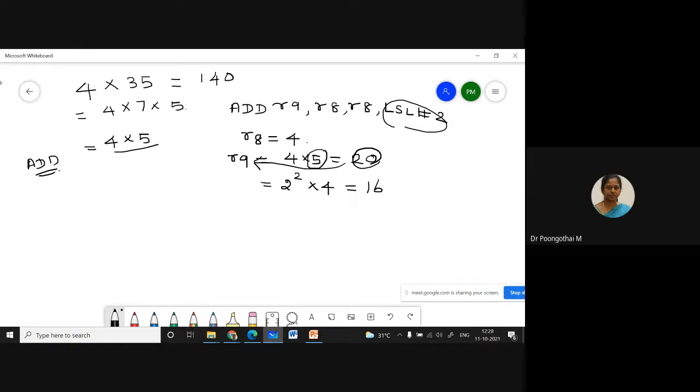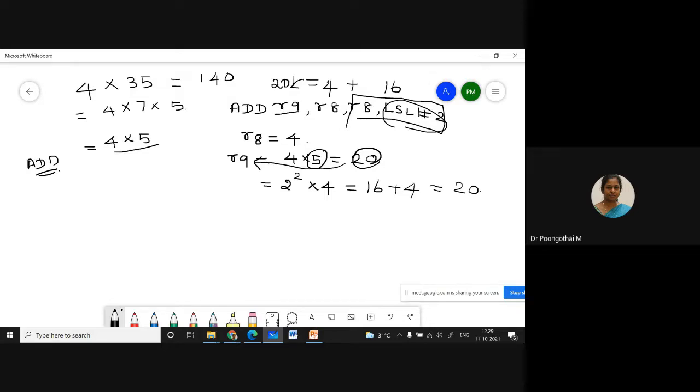This will perform 2 power n multiplication. So 5 means we can accommodate 2 power 2 into 4, 16. Again, you have to add 4, your input, and you will get 20. So first R8 LSL comma #2, for that you will get 16. Again, you add the 16 with your original content of R8. You will get 20. That 20 should be stored in R9.